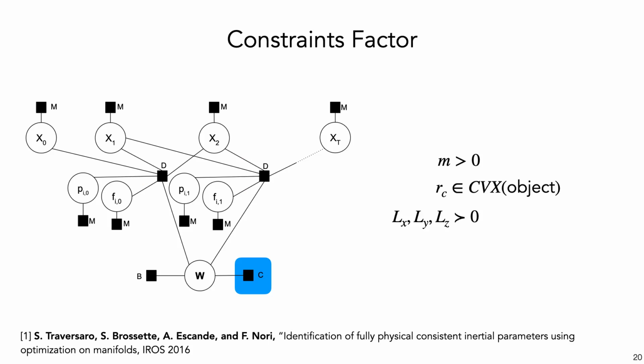To ensure physical consistency, we enforce constraints on the inertial parameters. Specifically, the mass needs to be positive, the center of mass needs to be inside the convex hull of the object geometry. We also enforce physical consistency of the inertial matrix by representing it with a rotation matrix and a diagonal matrix along the principal axis with non-negative elements. This is similar to Professor et al.'s work from 2016.